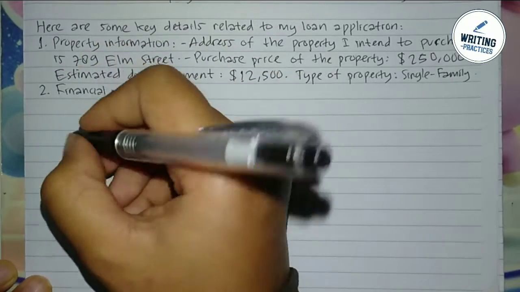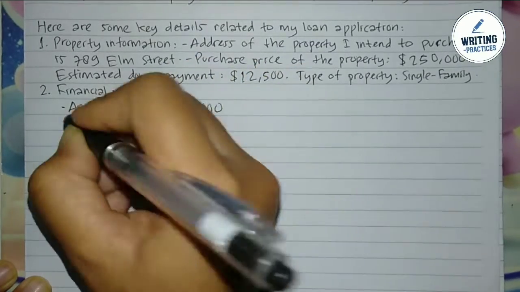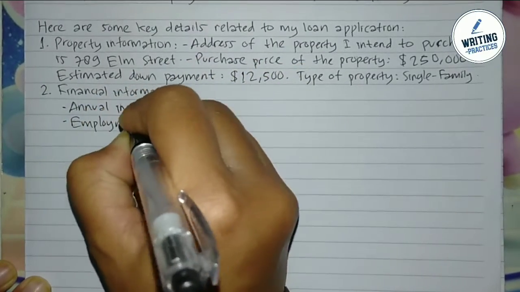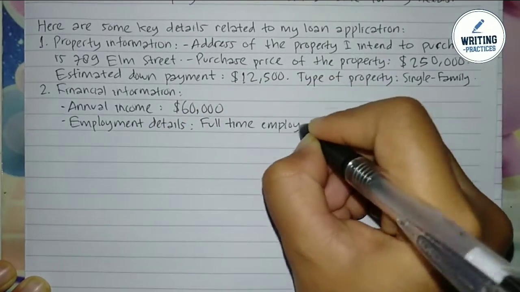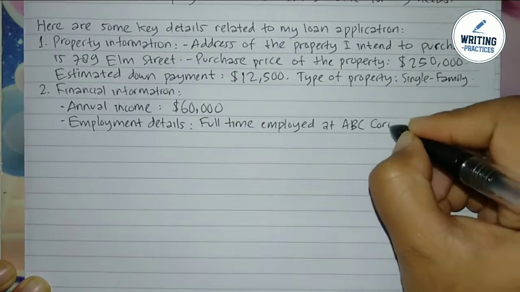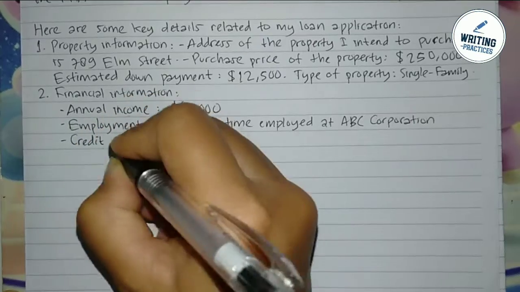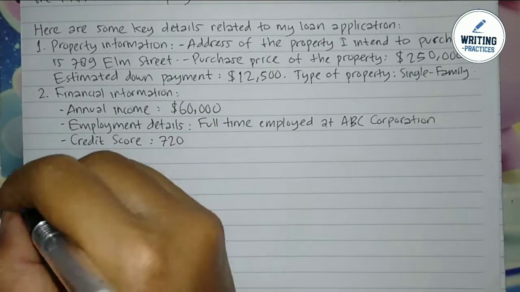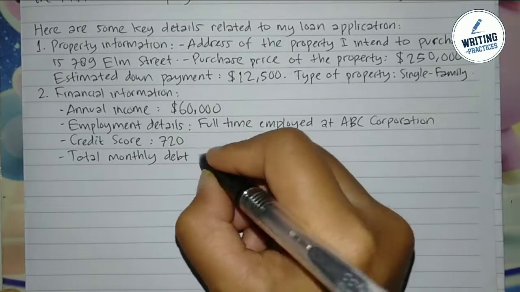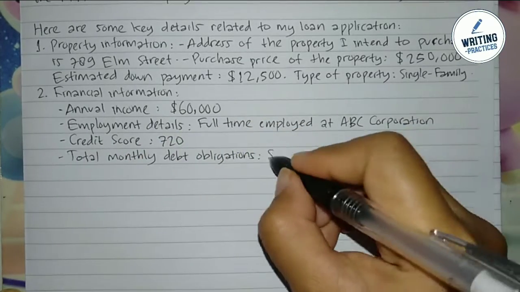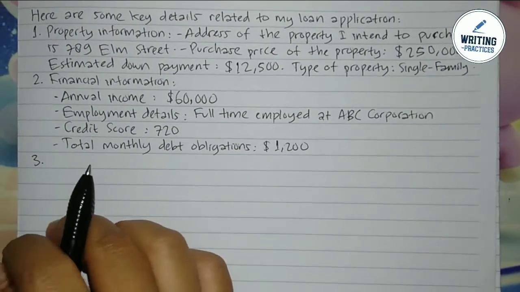In the second point, write about your financial information. This paragraph delves into your financial situation. The key information here includes annual income, employment details, credit score, and total monthly debt obligations. And here is the example. "2. Financial information. Annual income, $60,000. Employment details, full-time employed at ABC Corporation. Credit score, 720. Total monthly debt obligations, $1,200."